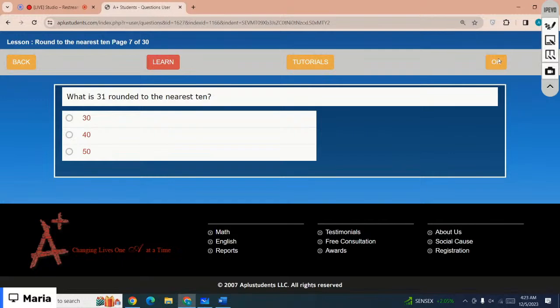What is 31 rounded to the nearest 10, which is the correct option? 31 is rounded to the nearest 10. The correct option is, very good. That is 30. The correct option is 30.